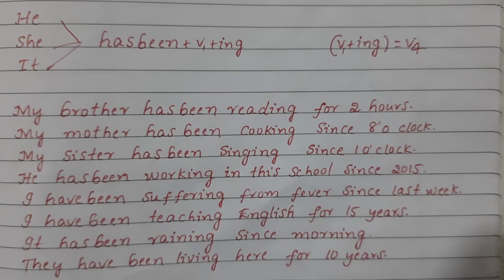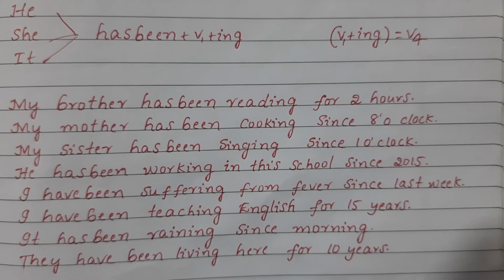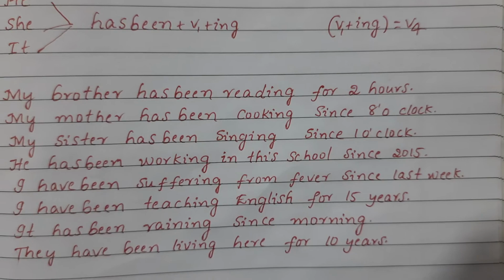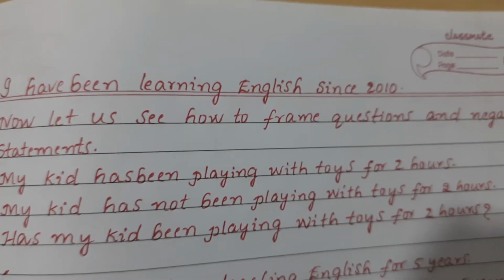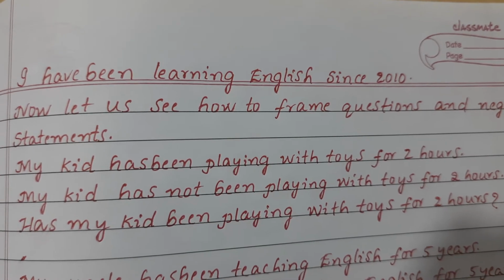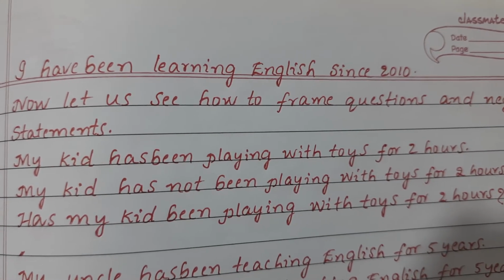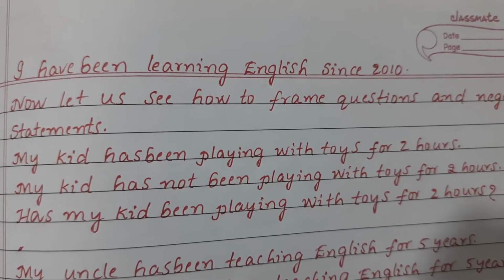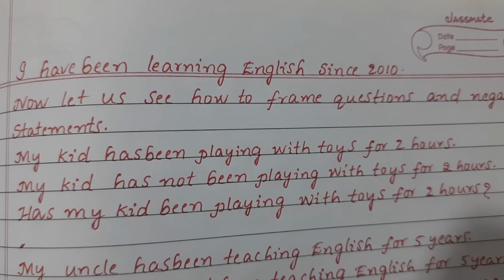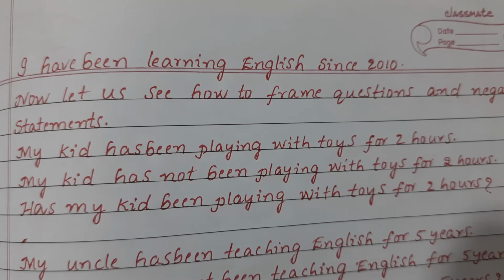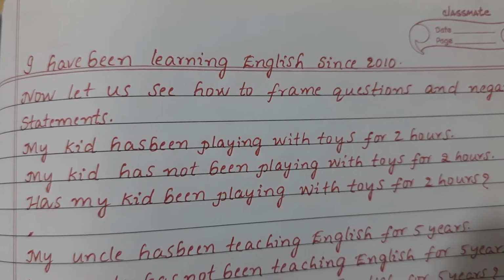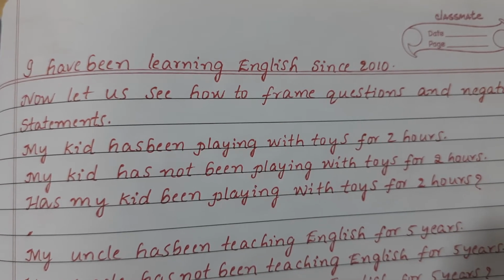You can understand that we use for to express the period of time, and we use since to express the point of time. Let us see some more examples. I have been learning English since 2010. Still I am learning. This is 2021. In the year 2010 I started learning English and still I am learning. So to express this we have to use present perfect continuous tense or present perfect progressive tense.